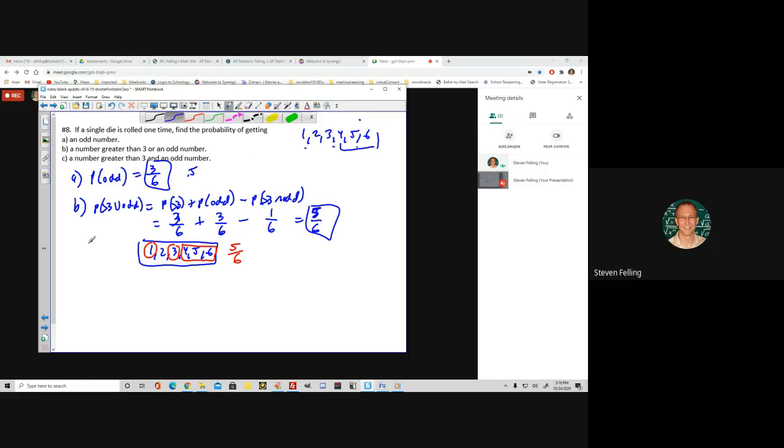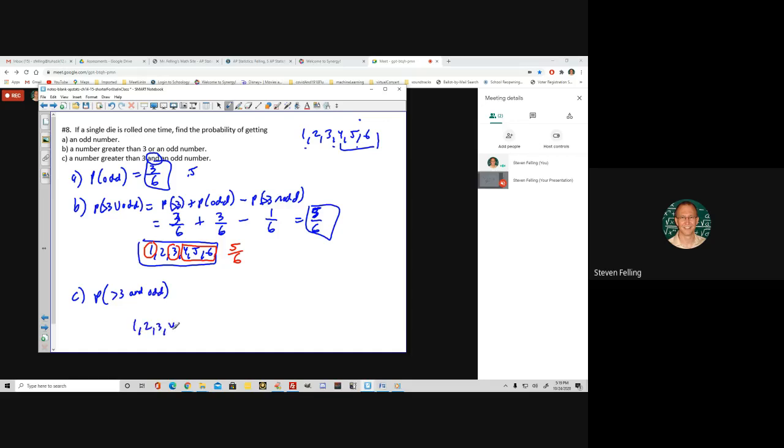Okay, the last one says a number that's greater than 3 and an odd number. All right, so we haven't talked about the AND rule. Okay, so let's do this one just this pictorial way. We want the probability that something is greater than 3 and an odd number. So right now I don't have an AND rule defined, so I'm going to do that with a picture.